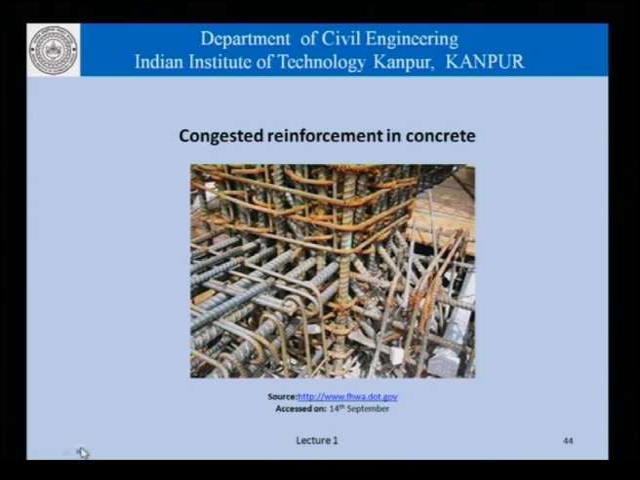This is an example of congested reinforcement in concrete construction. Now you can imagine that if concrete has to be placed around this part of a structure, how difficult it is for concrete to flow through all these gaps, and as the concrete flows through these gaps, how it will be vibrated. So it requires a special concrete to be used so that concrete can find its way through the gaps of these reinforcing bars, which are very close to each other, and still be compacted.